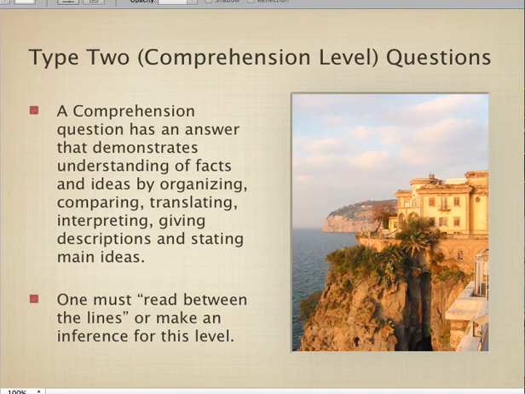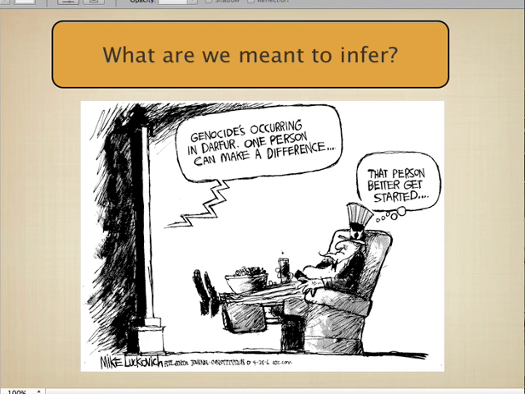And a comprehension question has an answer that demonstrates understanding of facts and ideas by organizing, comparing, translating, interpreting, giving descriptions, or stating main ideas. In other words, you have to read between the lines or make an inference to understand. So, what are we meant to infer? Let's have a look at this little cartoon here. We've got Uncle Sam watching TV and the television says, genocide occurring in Darfur. One person can make a difference. And Uncle Sam thinks that person better get started.